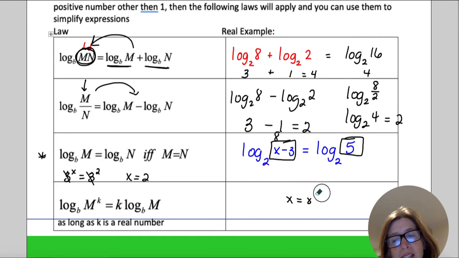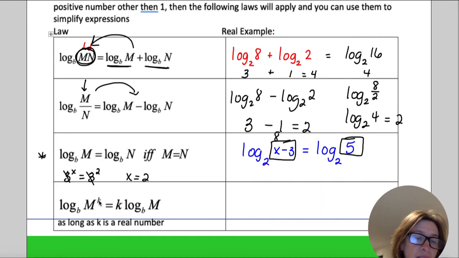All right, the last one is just, we use it a lot. It makes, especially with ln, expressions so much easier. So if you have a log base b of m raised to an exponent, like this one, then that exponent can actually be brought to the front and then multiplied by the log.